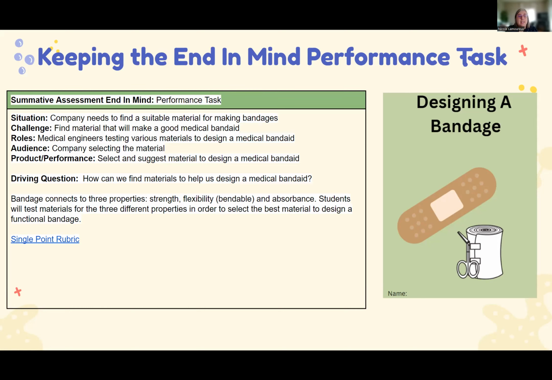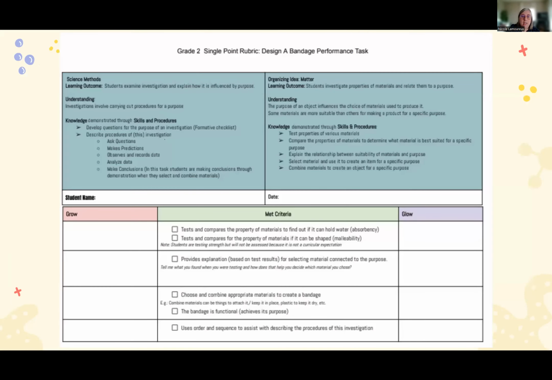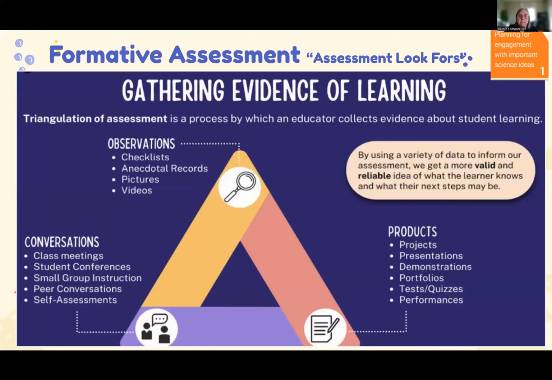And then I designed a single point rubric in consultation with our assessment consultant, which you'll have access to as well. And I'll walk through that a little bit more. But as I'm planning for the lessons, I'm thinking about formative assessment. And so in the sample unit plan, you're going to see assessment look-fors. So when we are scientists of our students' learning, we're gathering evidence. And to be valid and reliable, we want to make sure we're triangulating it.